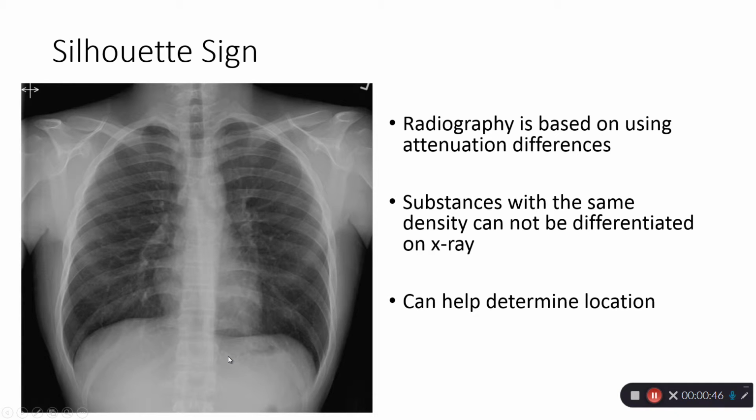We can see that the lingula corresponds to the middle lobe equivalent. Silhouette sign is a principle based on identifying things of different attenuation on radiography. We are unable to differentiate different substances if they have the same density on X-ray. This helps determine the location of abnormalities within the lung.